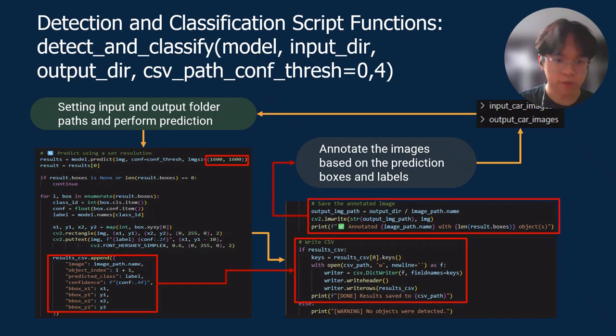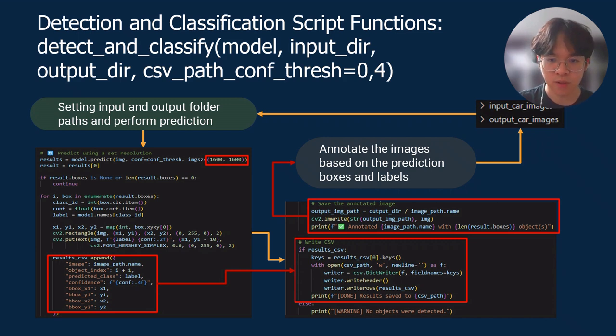And next, we'll move into the main detection function, which is the detect_and_classify function. This function has 5 inputs: the model, the input directory, the output directory, the CSV path, as well as the confidence threshold, which we set at 0.4, because we want the model to produce valid output, and we think that 40% confidence is a good number.